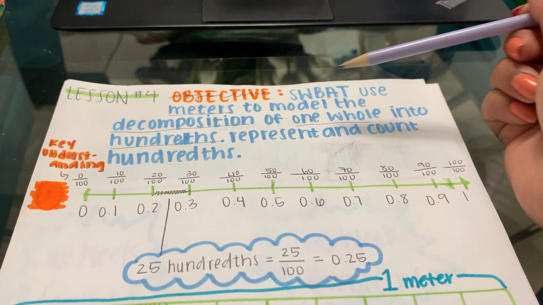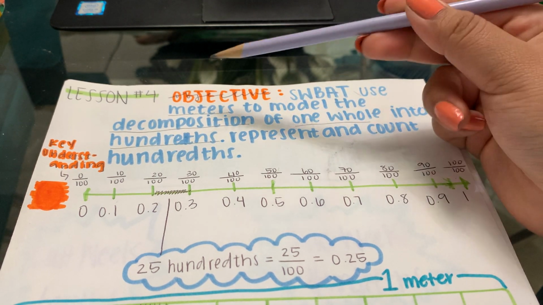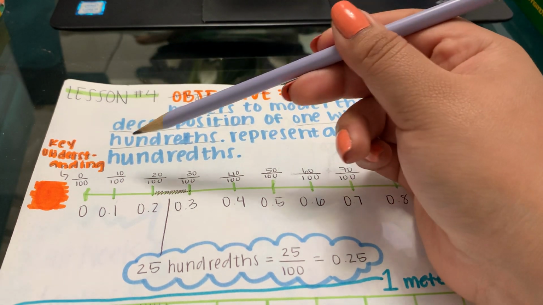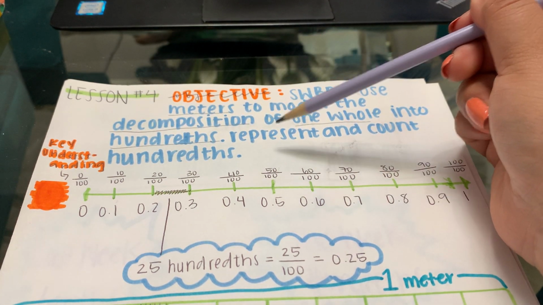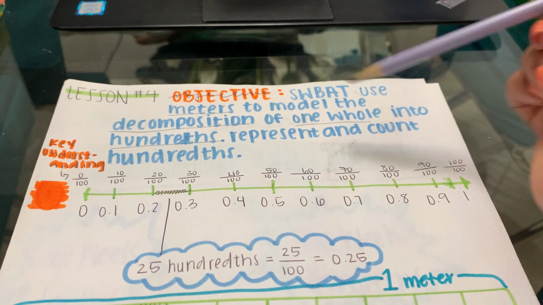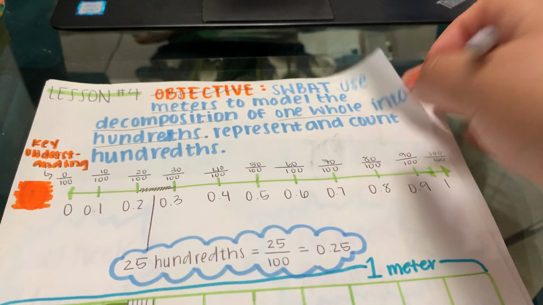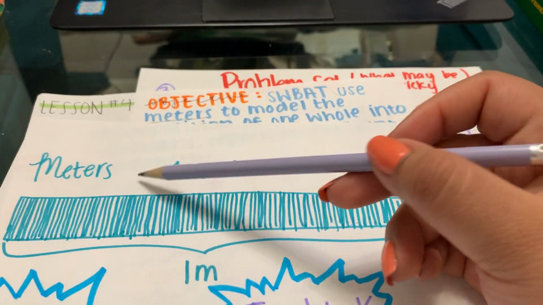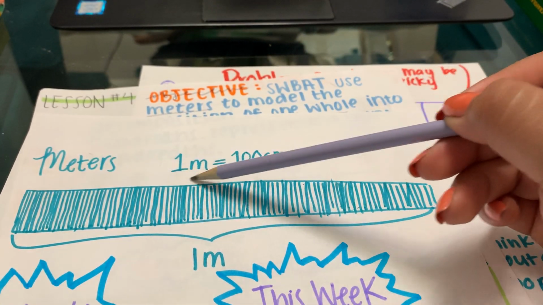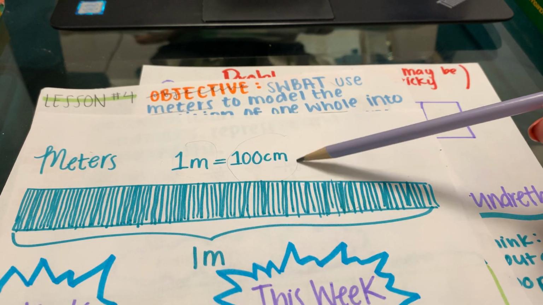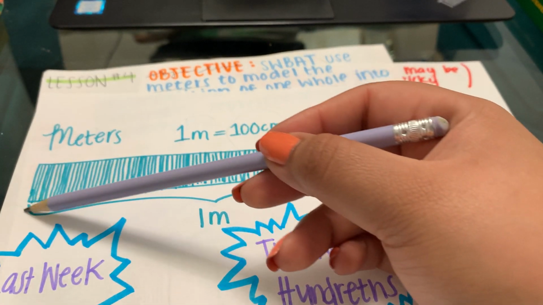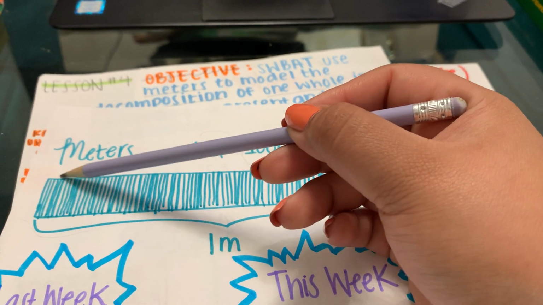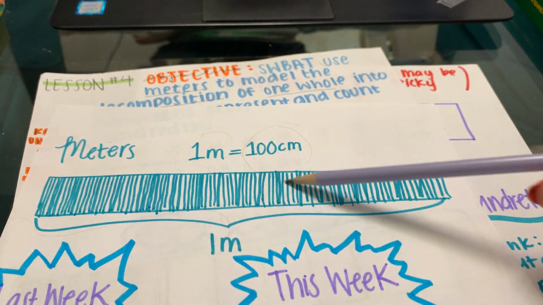So the objective is students will be able to use meters to model the decomposition of one whole into hundredths, represent and count hundredths. So before we even get into the actual lesson, let's think back to when we thought of meters. We know that 1 meter is equal to 100 centimeters. So if we're looking at this 1 meter, think of it as having 100 hundredths in here.